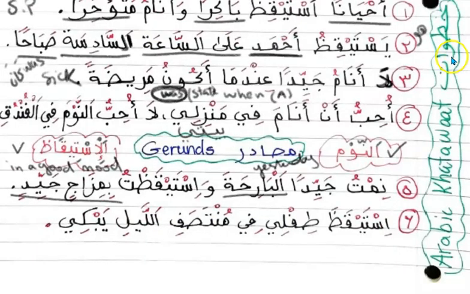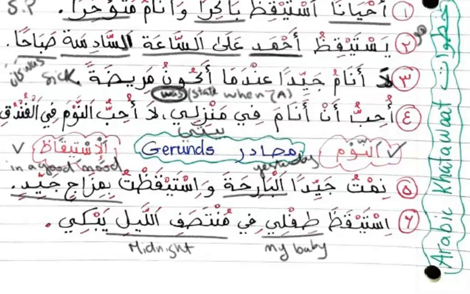Okay. So جملة ستة, what we have is استيقظ. He woke up, and referring to my kid or my son, my baby basically. When we say my baby, طفلي stands for my baby. استيقظ طفلي في منتصف الليل. في in منتصف الليل, midnight. My baby woke up at midnight.